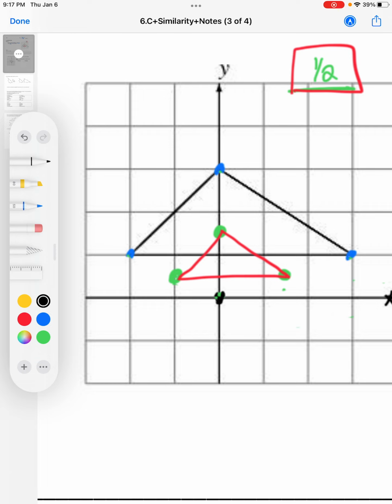Well, we just said that these two triangles are the same shape. So we actually call these similar triangles. Okay? They're the same shape, just one was scaled down. It was shrunk by a factor of 1/2. Okay? And that's what similar triangles are.